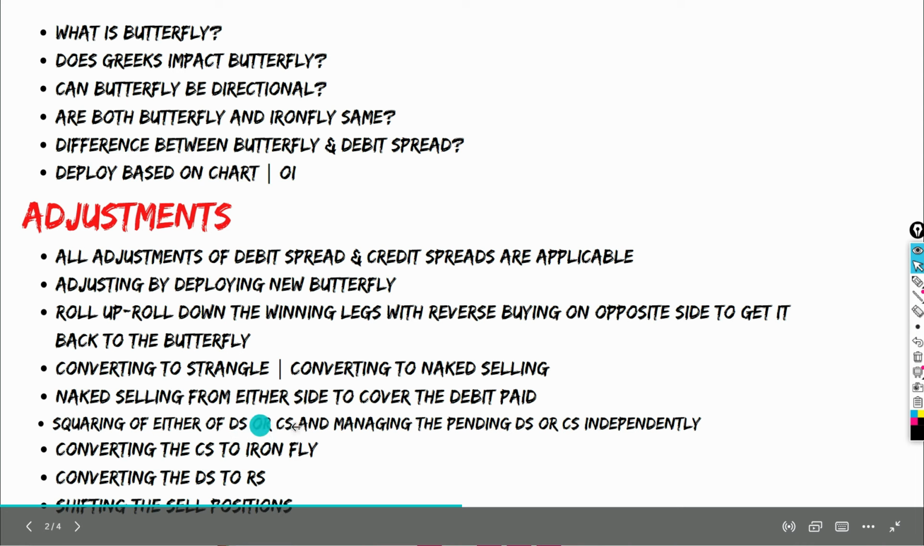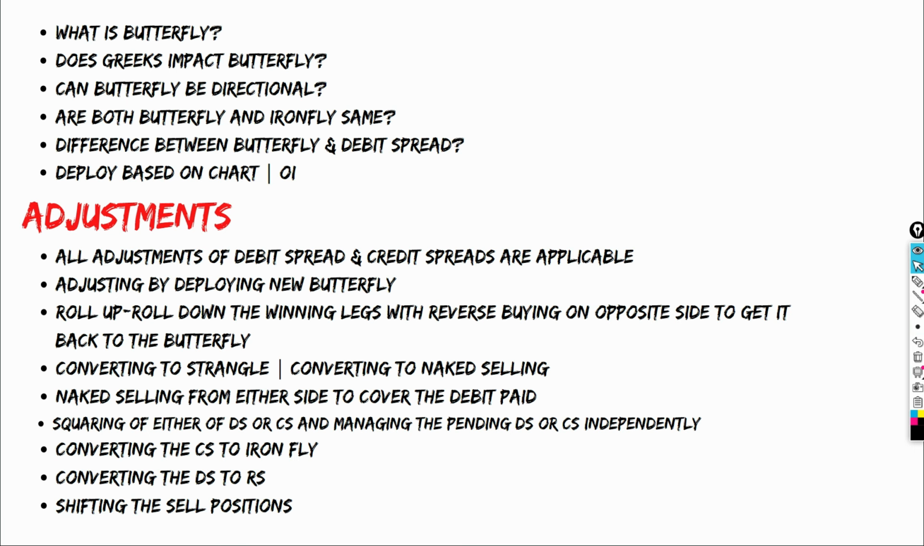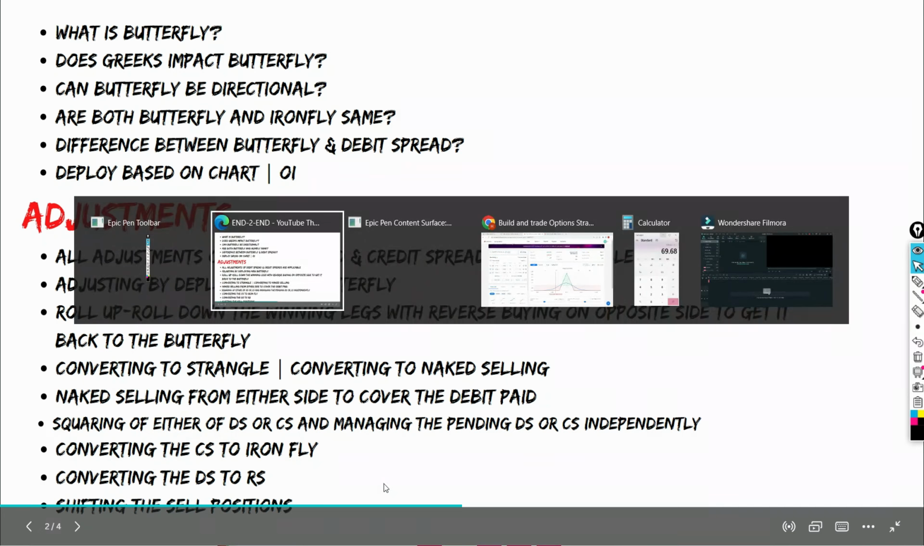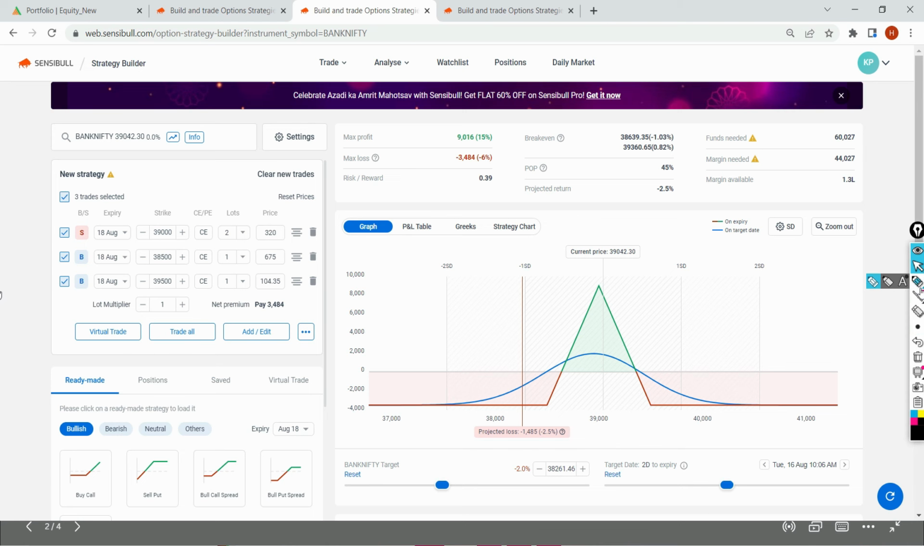Squaring off either and managing independently, converting the credit spread to iron fly. That's what this is going to be like. Very interesting video, friends. I'll show you how we can convert the credit spread to iron fly. Converting the debit spread to ratio spread, we all know. And then shifting the sell position. There is one more adjustment, and this is one of the simplest adjustments. You guys will enjoy this.